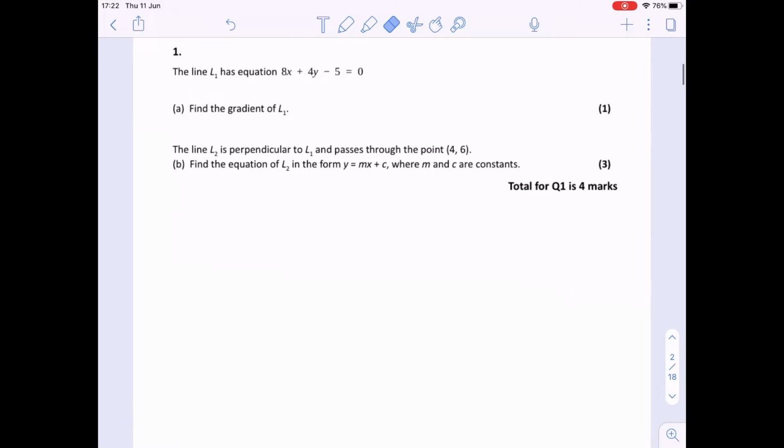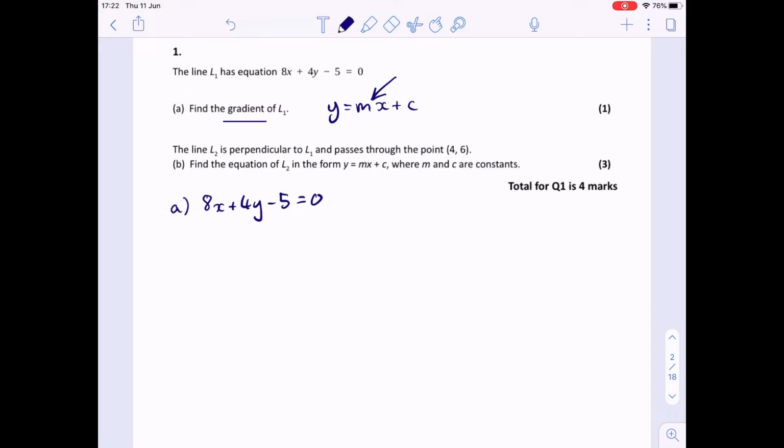Question 1. We have a line with equation 8x plus 4y minus 5 equals 0, and we're being asked to work out the gradient. So I know that if I write it in the form of y equals mx plus c, I can just read off the gradient straight away.